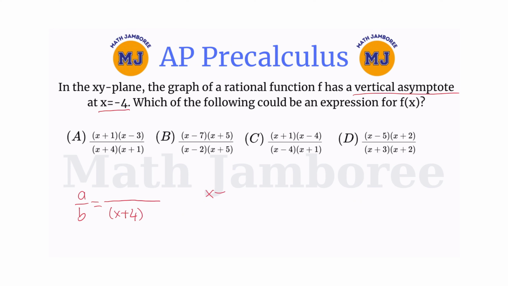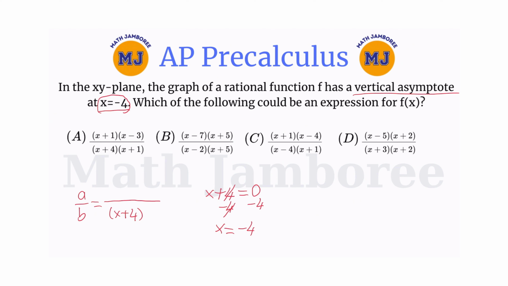Because when I make x plus 4 equals 0 and solve for x, we're going to take away 4 from both sides. X will become 0 minus 4, which is -4, as you can see. So I'm looking at the choices now. I will check their denominators, and I will look for the expression x plus 4 in it.